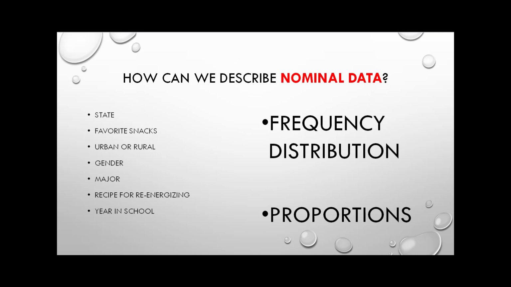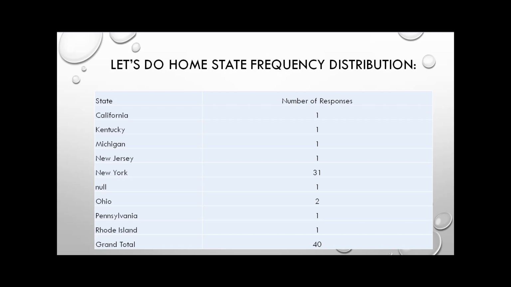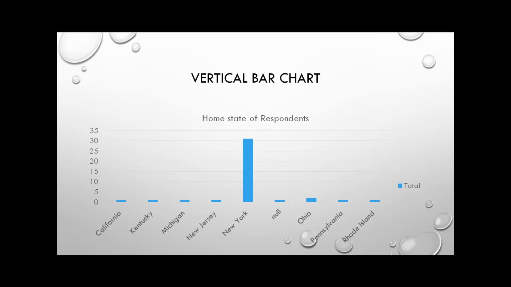Finally, let's describe nominal data. How do we describe nominal data? Well, we can use both a frequency distribution and a proportion. A frequency distribution simply lays out the number of responses for each of the possible answers, and we're looking at a table here that does that. We can also express this as a bar chart, which is shown right here.